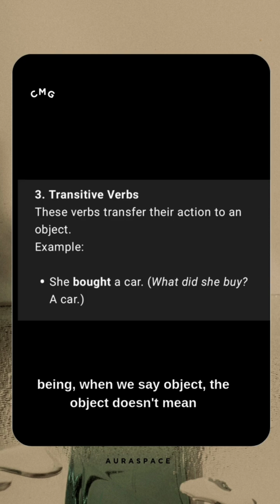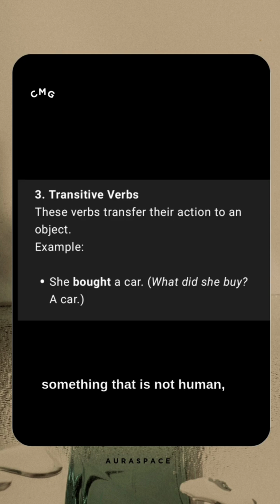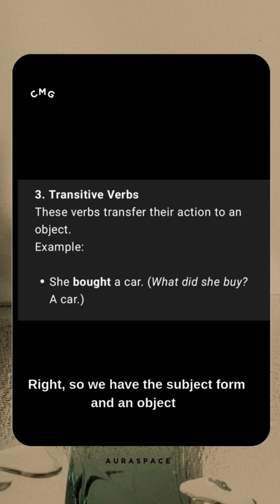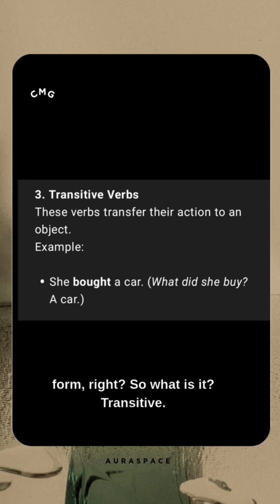But for the time being, when we say object, it doesn't mean something that is not human, but it covers everything: human beings, animals, and objects. So we have the subject form and then the object form. When we say transitive, these verbs transfer their action to an object in the sentence. We'll talk about that more, but for the time being, let's look at this example.